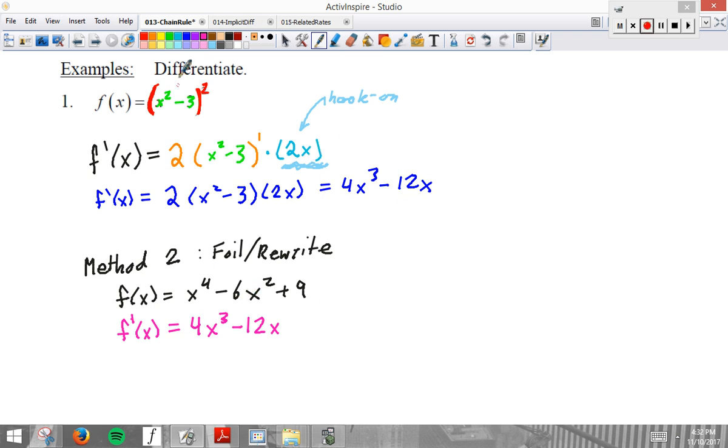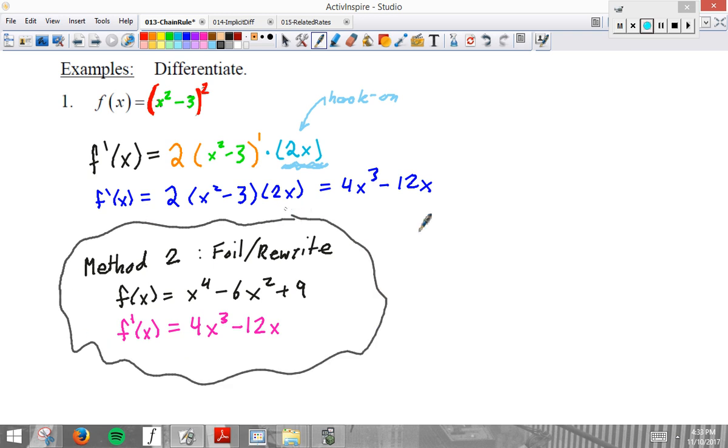Foiling or rewriting is a waste of time at this point, though. You get the same answer faster just using calculus techniques. So, it's right, but a waste of time.